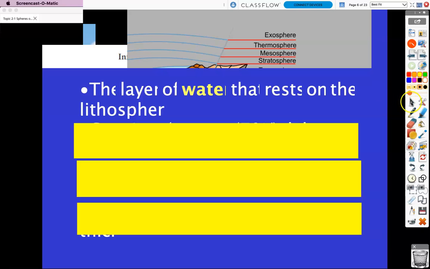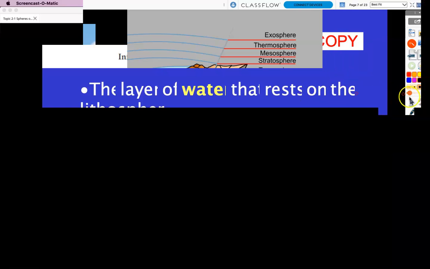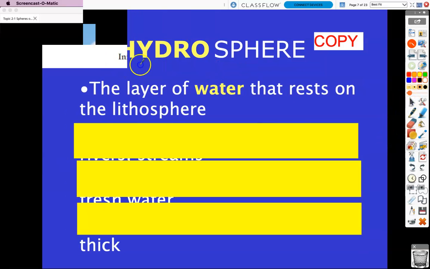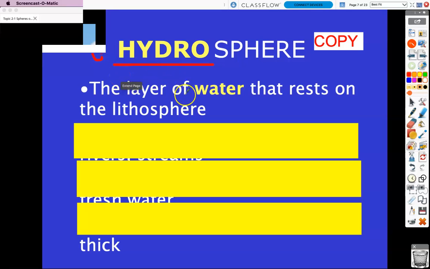All right, then we have the hydrosphere. Hydro meaning water. So if you go for a jog, go for a run, but you forget to bring water with you, you become dehydrated, right? De meaning without water. And so you've got to hydrate yourself. So it's all the water that rests on the lithosphere.